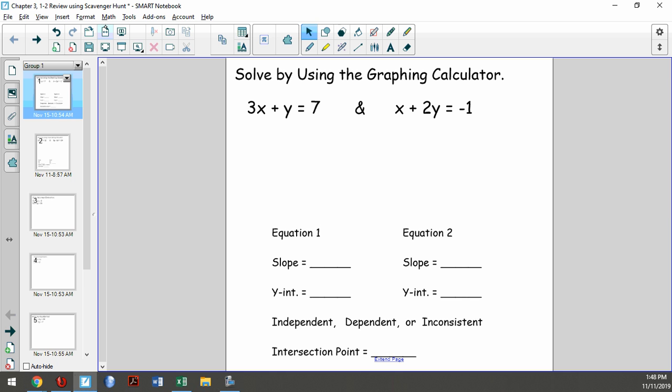The directions are going to say solve by using your graphing calculator, identify the slope for equation 1, identify the y-intercept for equation 1, equation 2 as well. Tell me if it's independent, meaning one point of intersection, dependent, meaning many points of intersection, or inconsistent, meaning no points of intersection. And then tell me graphically, using your graphing calculator, menu, analyze graph, intersection, give me the POI. So go, do that now on your dry erase boards.